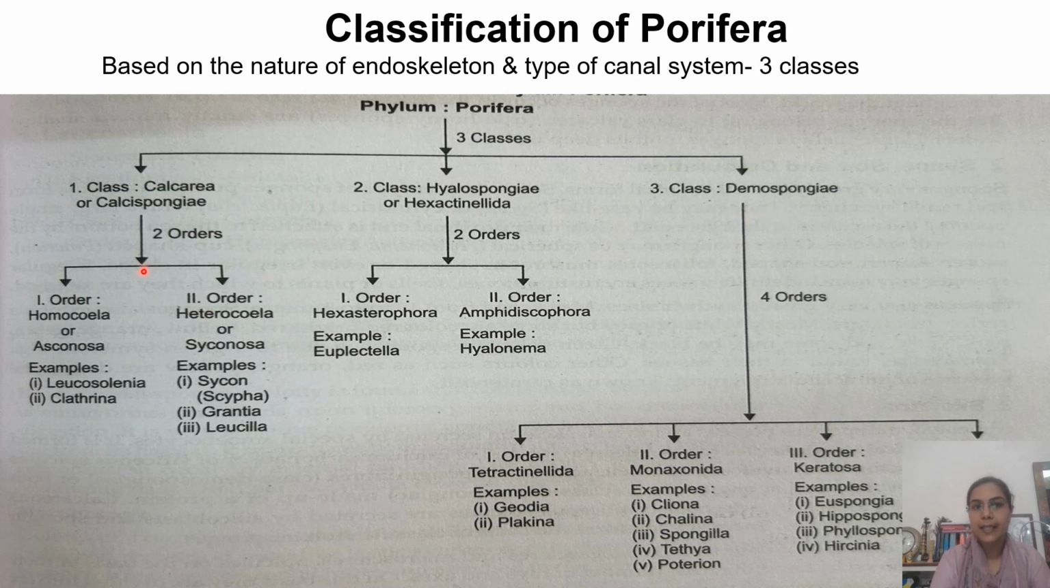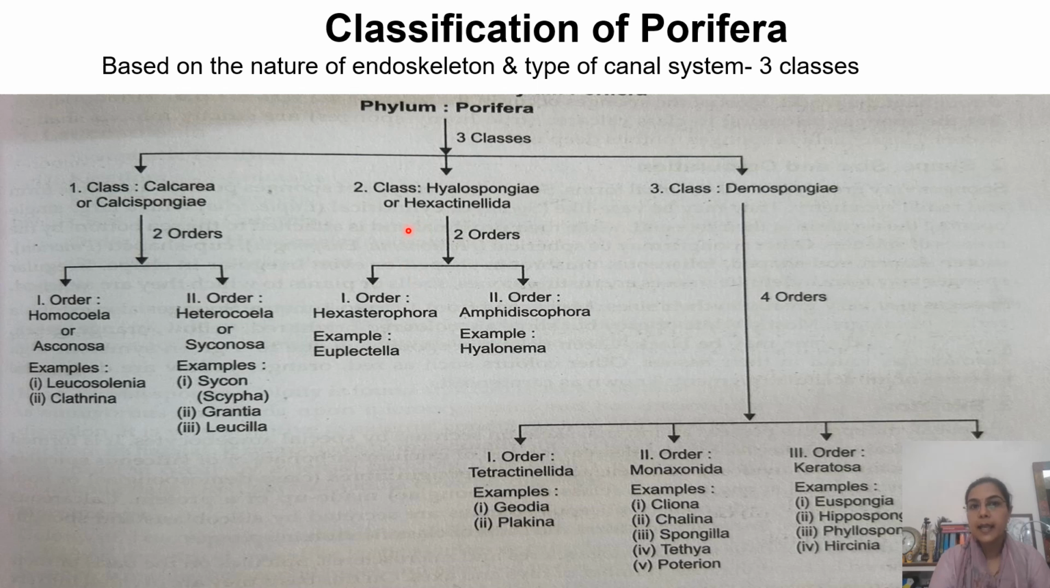Further, on the basis of the canal system, class Calcarea has been divided into two orders, the order Homocoela or as we say Asconosa. Asconosa, why is it named so? Because यहाँ पे जो canal system है that is Ascon type, and we have the very important example of Leucosolenia here. The other order Heterocoela या जिसको हम Syconosa बोलते हैं, यहाँ पे जो canal system है that is Sycon type, or we can say even the early Leucon type systems are present here. The most common example we see is Sycon, Grantia.